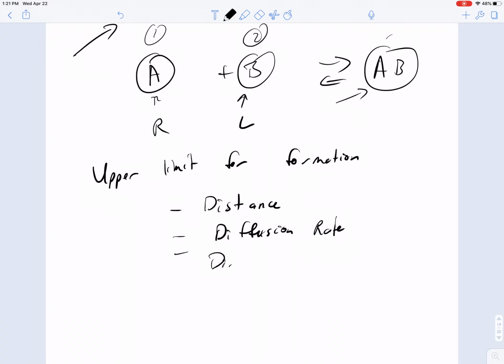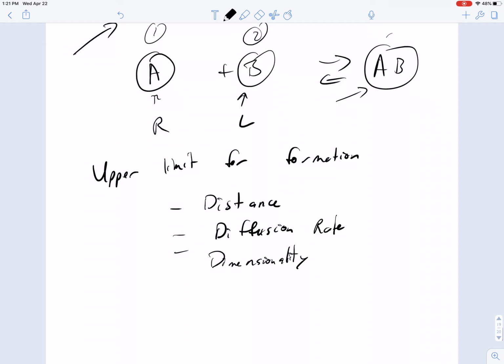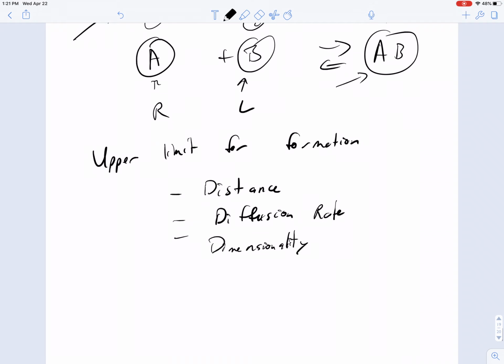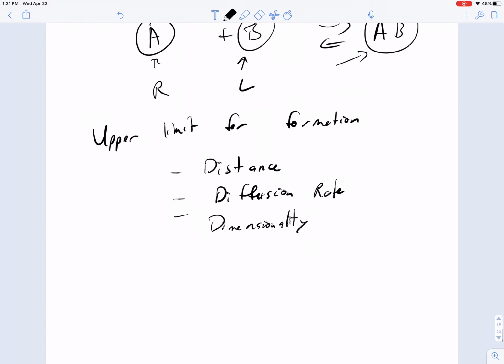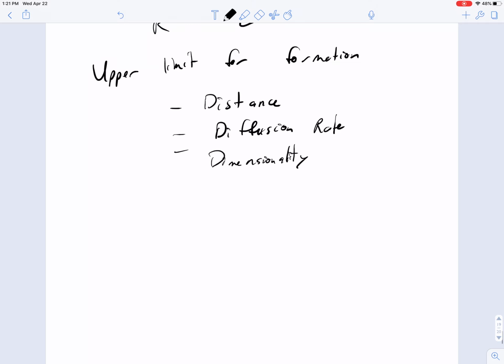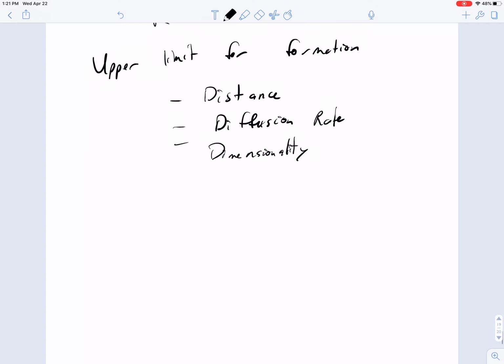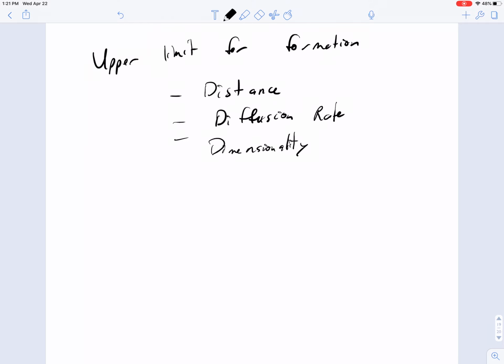Also, what comes into play here is dimensionality. Is this a reaction that's taking place in bulk, or is it between two things that are attached to a membrane? For instance, binding between receptors on a membrane, they have limited degrees of freedom of movement. It's not full 3D. They're moving in 2D all of a sudden. So let's start with the simplest case.